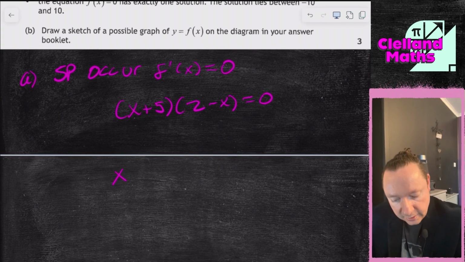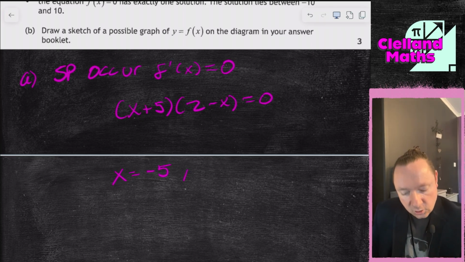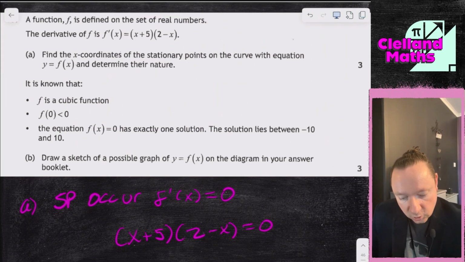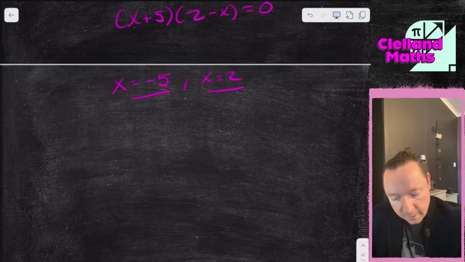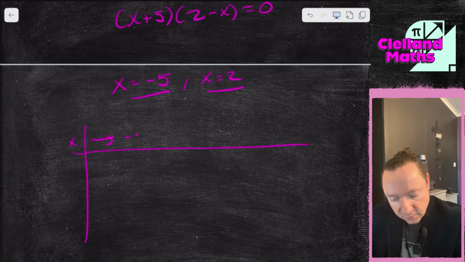Solving that, x equals -5, and 2 minus x is 0, so x is 2. So there's my stationary points, or at least the x coordinates, which is all we want. I do a nature table, along to -5 and along. Then I do another one, along to 2 and along.